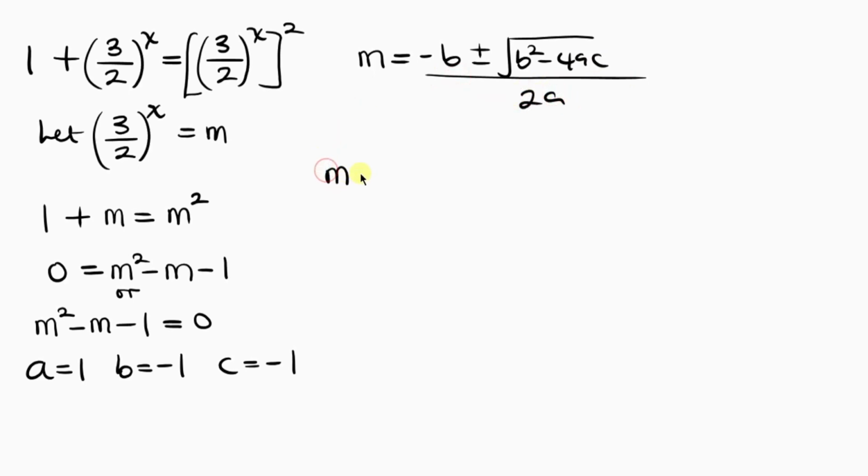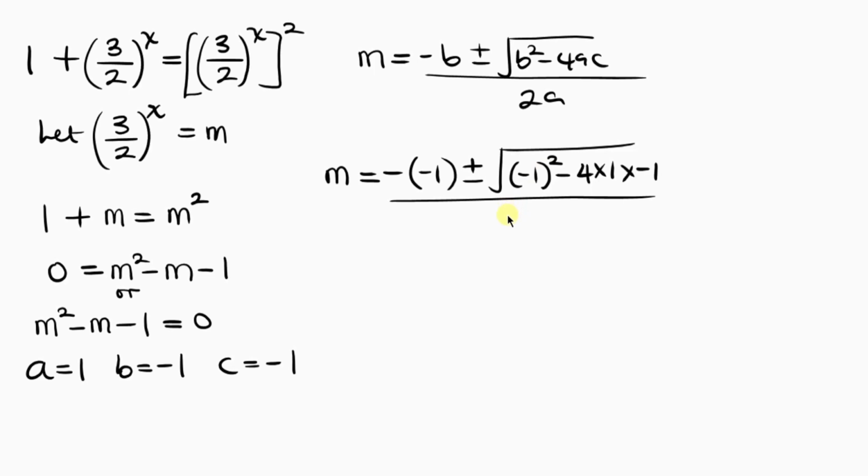We have m equal to minus b, and what is our b? b is negative 1, so I'm going to be putting negative 1 there, plus or minus the square root of b squared. Remember, b is negative 1, that's negative 1 squared, minus 4 times a. What is a? a is 1, times c. c is negative 1. Now divide by 2a, which is 2 times 1. Very good. So this becomes m equal to minus times minus gives you plus.